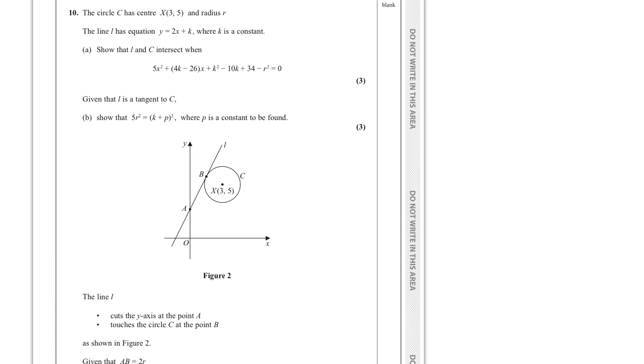Okay, question 10. The circle has center 3, 5, and radius r. The line has the equation y equals 2x plus k, where k is constant. Show that the line L and C intersect when. Okay, so first things first, let's write down the equation of the circle. So what do we know the equation of the circle is? X minus 3 squared plus y minus 5 squared. What does this equal? R squared. Okay, so this is our equation of the circle.